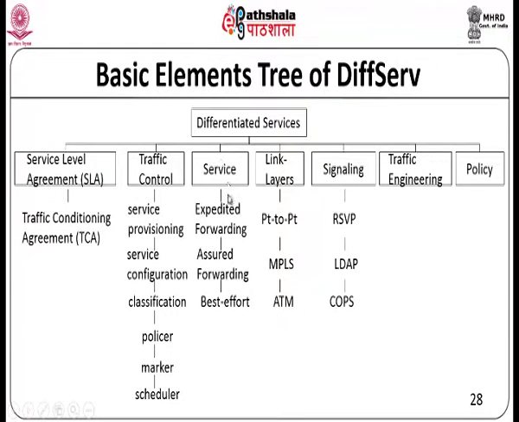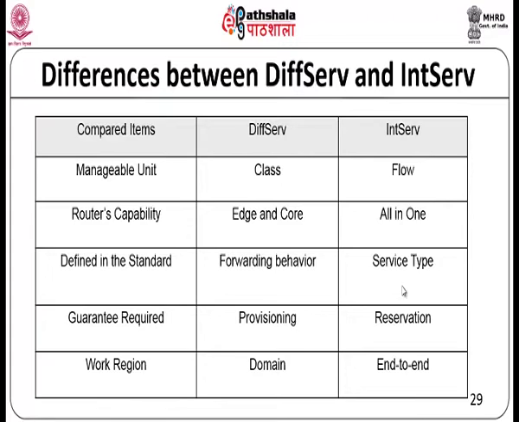In terms of service, we talk about expedited forwarding, assured forwarding and best effort forwarding. Okay, so link layers, it will work on top of point-to-point protocol, MPLS, ATM and so on. And for signaling, it can coexist with other signaling protocols such as RSVP, LDAP, COPS and so on. Okay, so this is the basic structure that we have of diff serve.